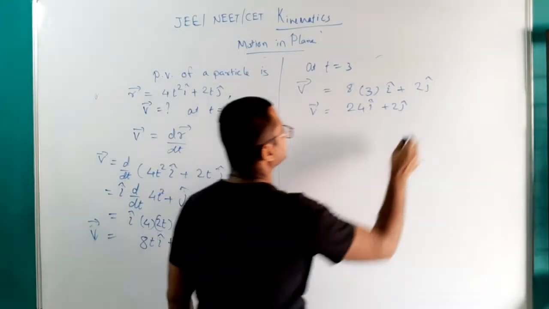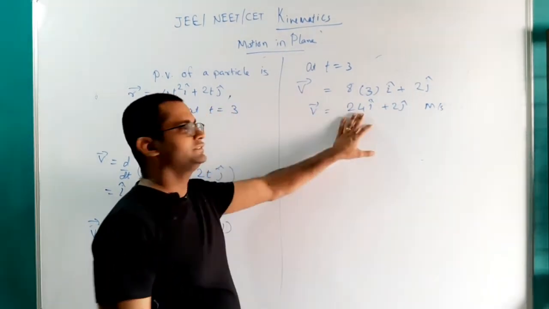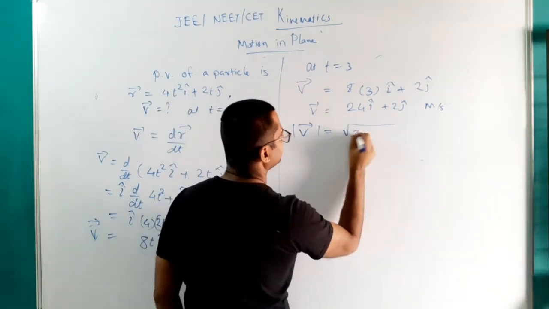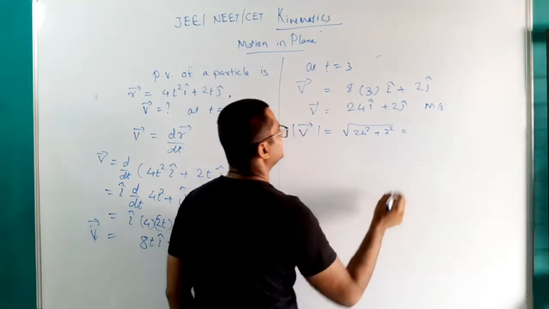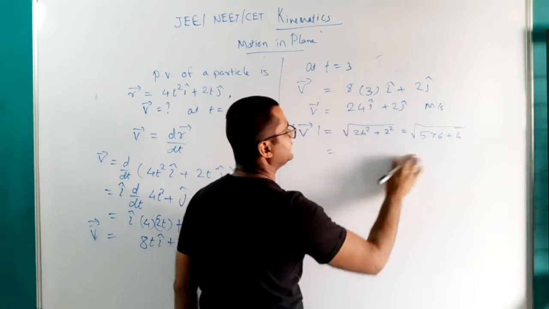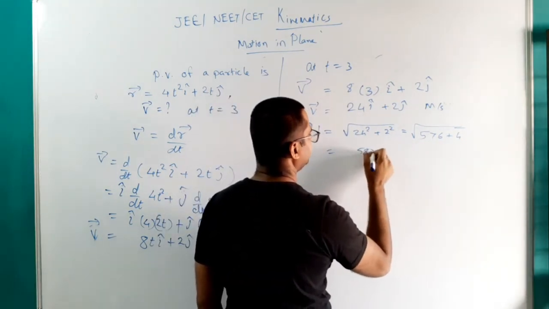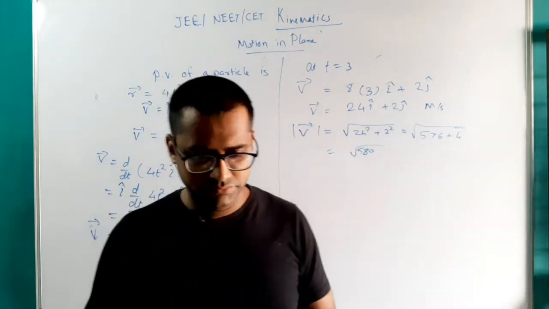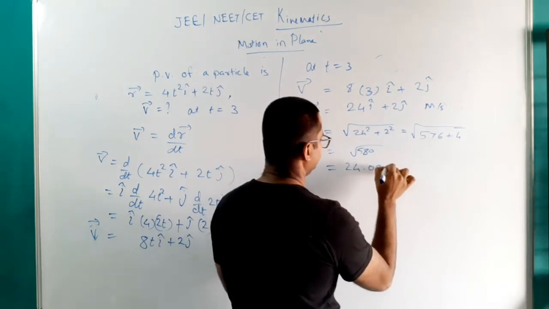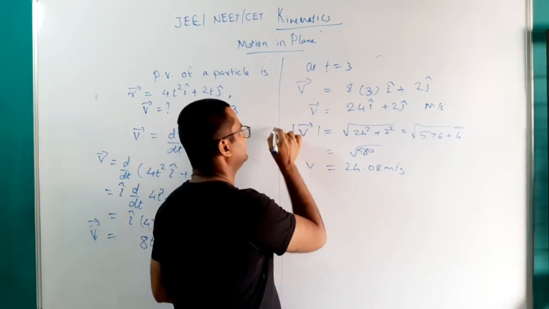Now if someone asks what will be the magnitude of this velocity, so what is the speed? It will be the magnitude of this, so under root of 24 square plus 2 square. So this will be, I guess, 576 plus 4. Am I right? And this will be root of 580, which is something around 24.08 meter per second. You can calculate this. This will be the magnitude of velocity v.